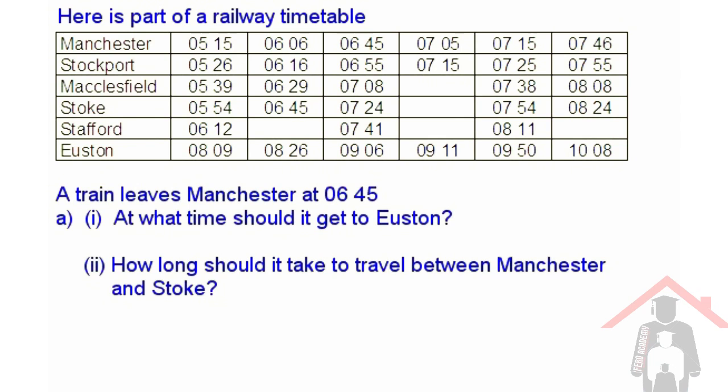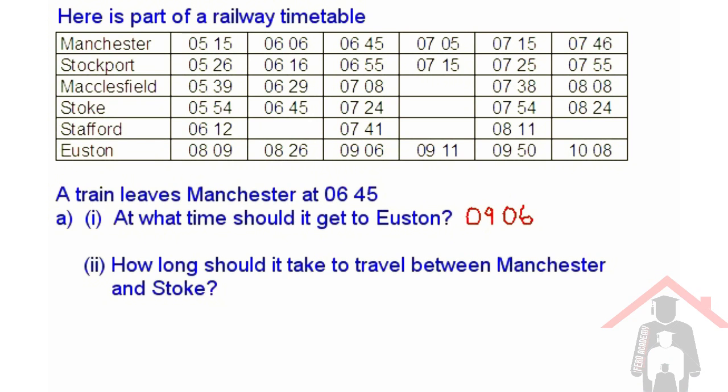I'm now going to give you a 4-part examination question. This is the first part. Press pause and have a go at it. When you're ready for the answers, press play. This is the train that leaves Manchester at 6:45 and it arrives in Euston at 6 minutes past 9.